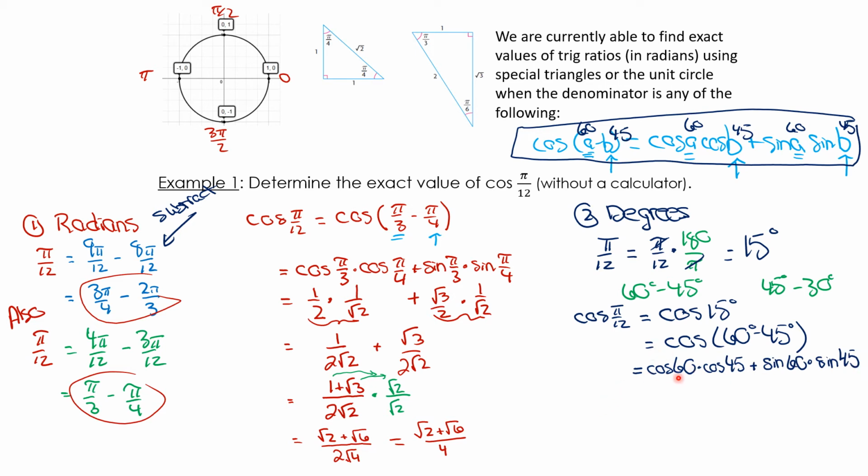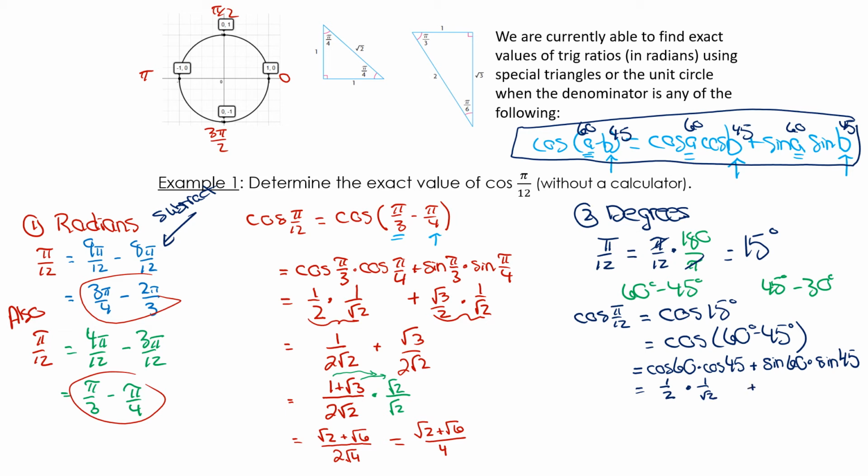What's cos of 60? Okay, so I don't have my degree triangles here. I have my radian triangles, but I know that 60 is the same as pi over 3. So cos of 60, adjacent over hypotenuse, 1 over 2. So I'm going to fill that in. I'm going to get 1 over 2. And then I've got cos of 45. Cos of 45 is 1 over root 2.